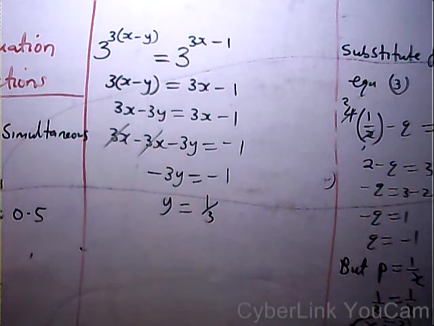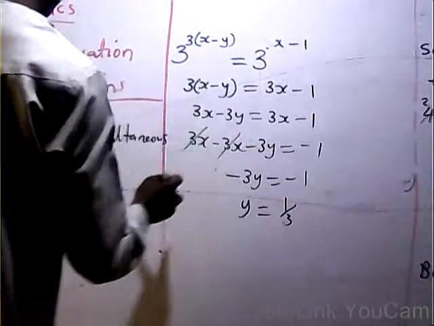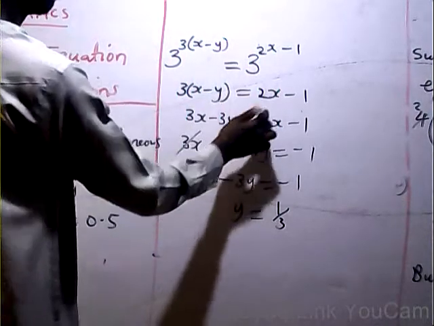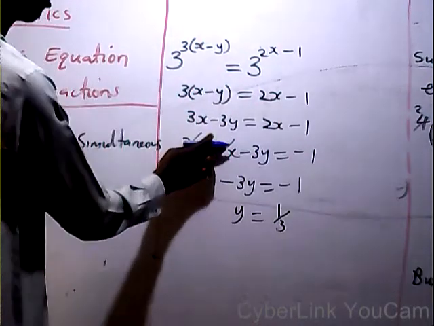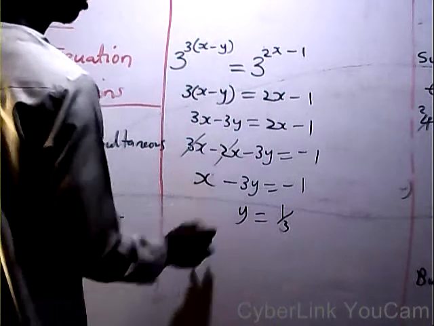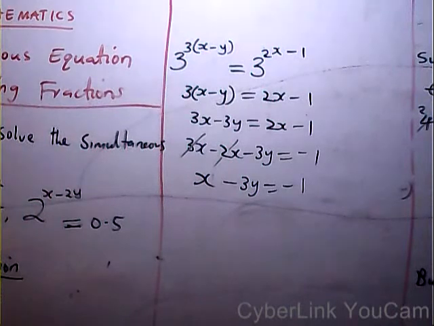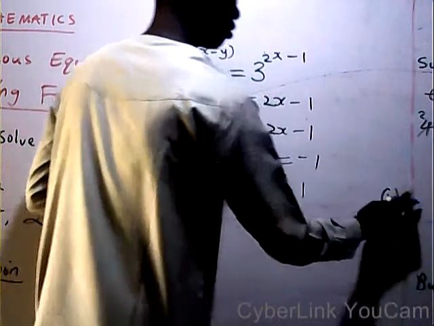No, this is 2, sorry. This is 2. 3 raised to power 9 is 3 raised to power 2. So this is 2. Sorry, this is 2. And this is 2. By the time I subtract, I have x minus y. So this is what I will have. I will have x minus 3y is equal to minus 1. So I will call this one equation 1.